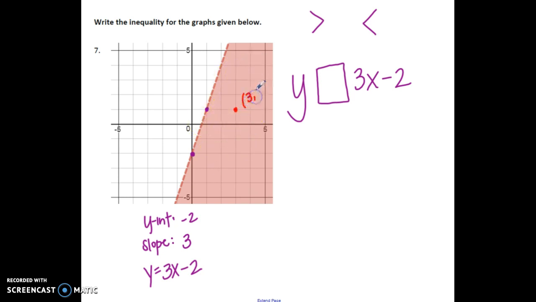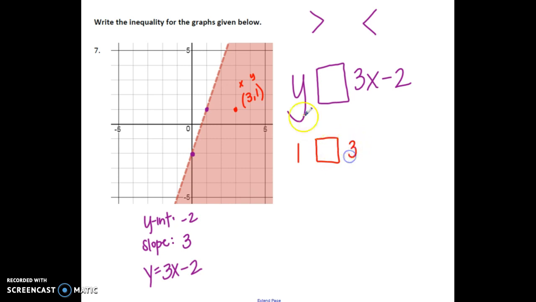We know that this is a solution because it's where it's shaded. So this is the point (3, 1). What if we were to plug in 3 for x and 1 for y? If we did that, 1 would be here, and I'm still going to put the little box, because since it is a solution, it's going to tell us if a greater than sign or a less than sign belongs there.